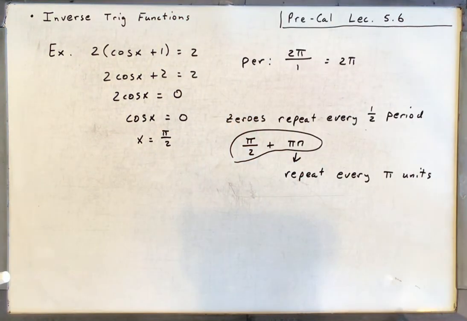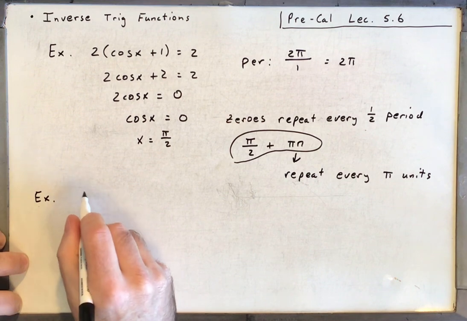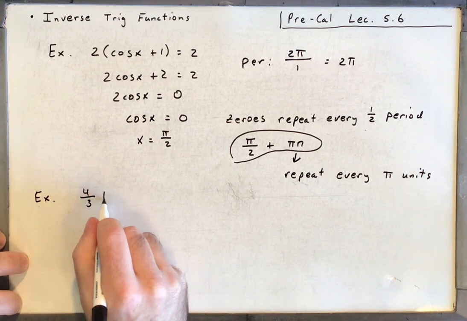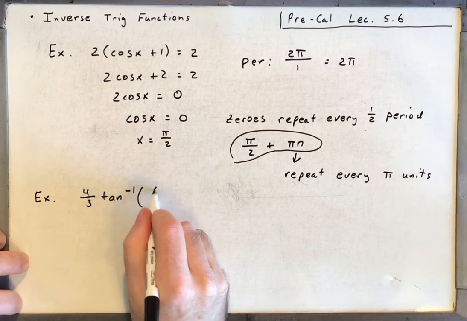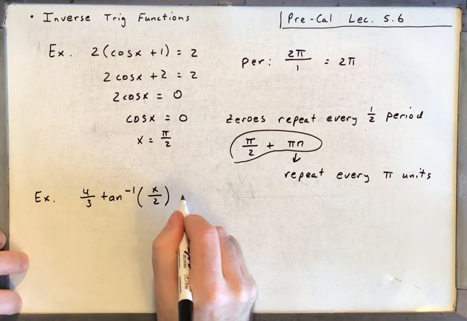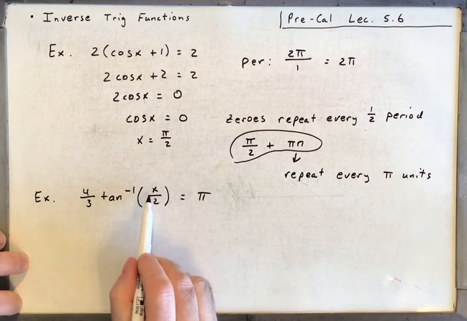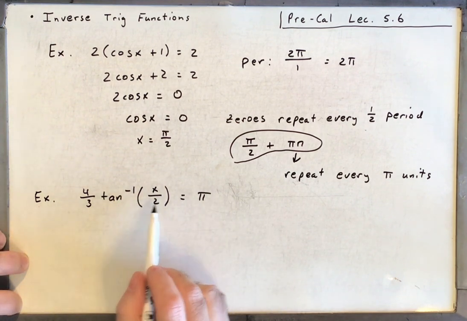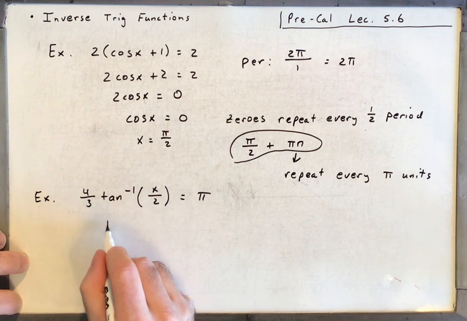All right, let's do the next one. I think I have room to put it underneath here. It says we're going to solve for x. And it says we have 4/3 inverse tangent x over 2 is equal to pi. So what you want to do, we want the inverse tangent by itself. So let's divide both sides by 4/3.